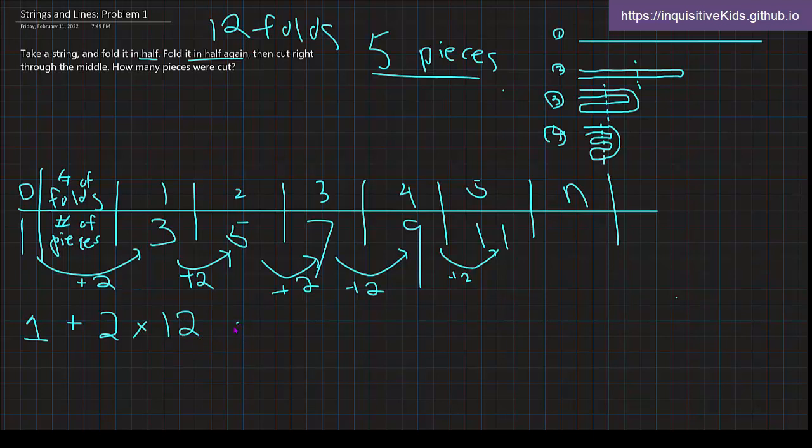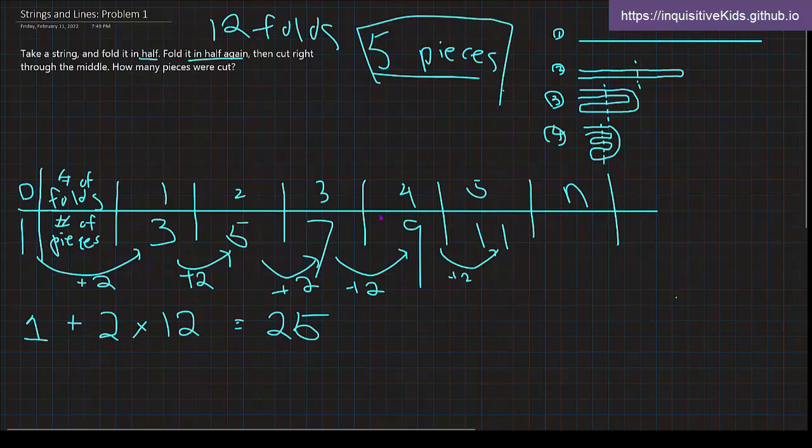All we have to do is calculate. So this would be 2 times 12. We do multiplication first according to the order of operations. 2 times 12 equals 24. 24 plus this 1 over here is 25. So in total, there were 25 pieces cut.